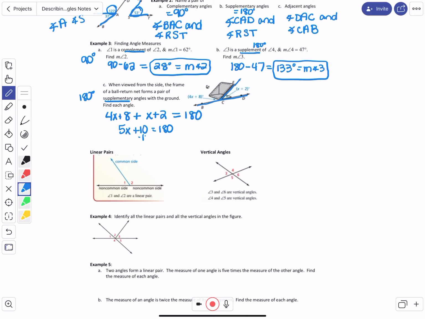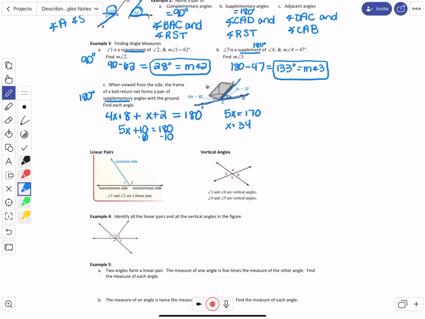So the first thing I'll do is subtract 10. And that's going to give me, let's go over here where I have more room, 5x equals 170. 170 divided by 5 is going to be 34. All right, so x is 34.